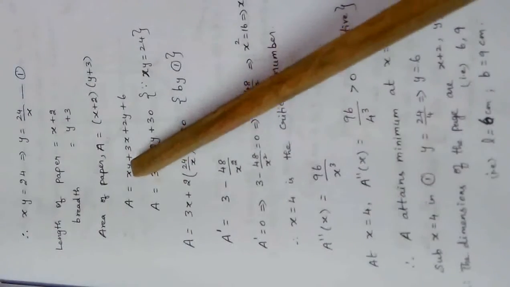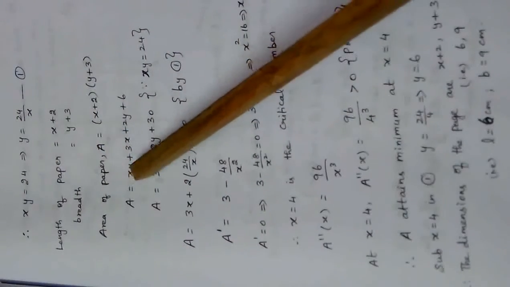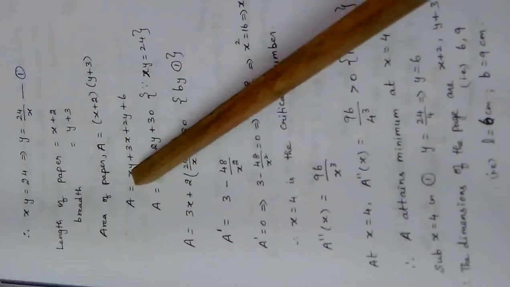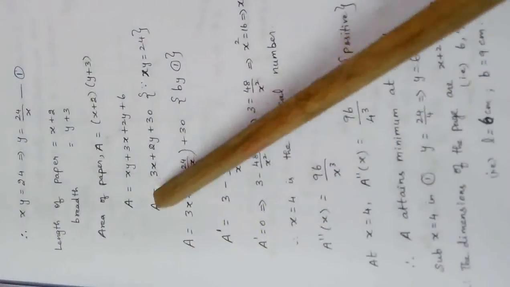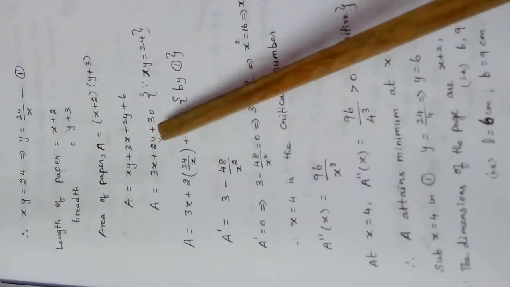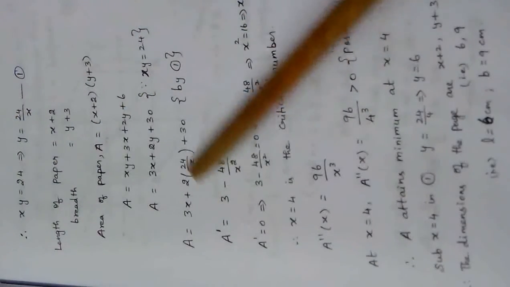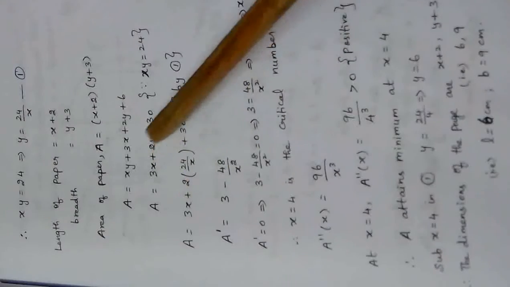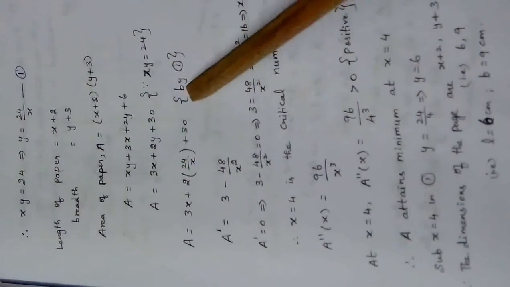Simplify. xy means what? 24. xy means 24. 24 plus 6 is 30. 3x plus 2y. And xy plus 6 is 30 because xy is 24. So this is called area function, out of which we are going to substitute y. What is y? 24 divided by x. So substitute that in this place. A is equal to 3x plus 2 into, in place of y, substitute 24 by x, plus 30.